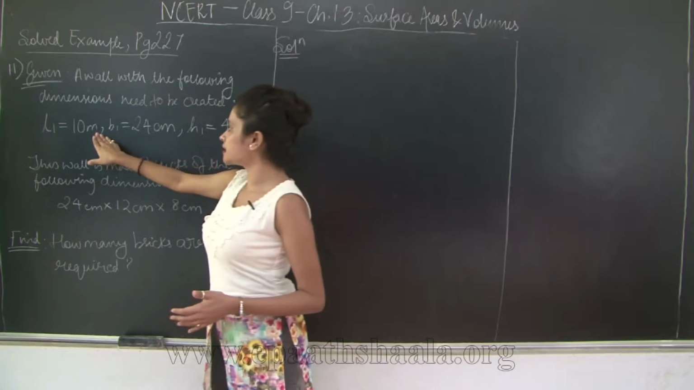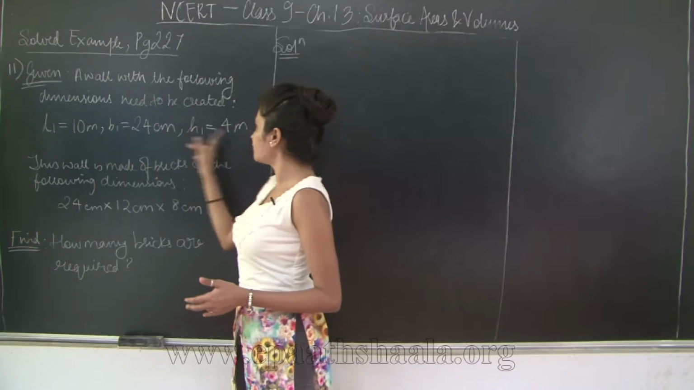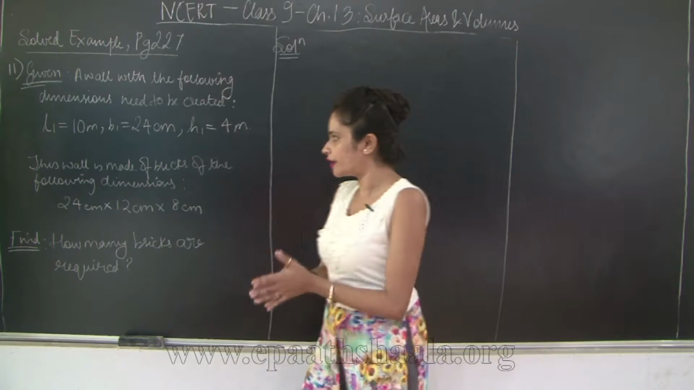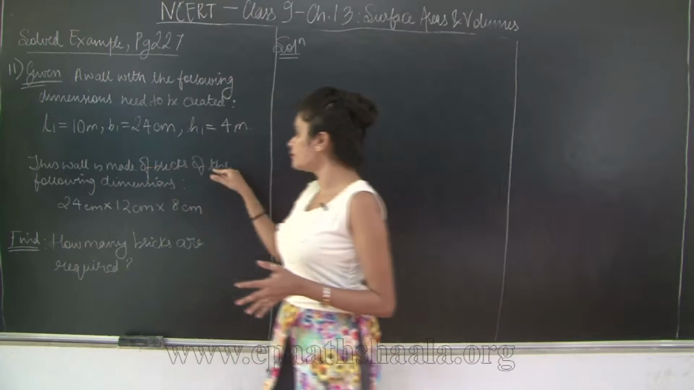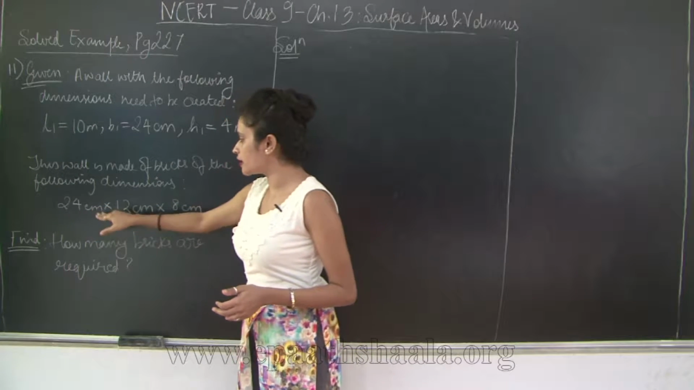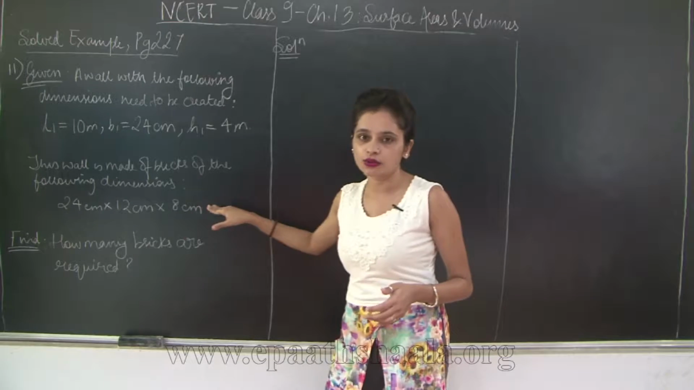So notice the difference in the units of the dimensions. Here we have meters, whereas for breadth we have centimeters. So some conversion will be required. Now this wall is made up of bricks of the following dimensions. Each brick has the following dimensions: 24 centimeters into 12 centimeters into 8 centimeters.